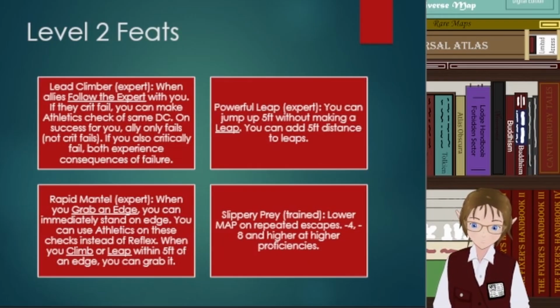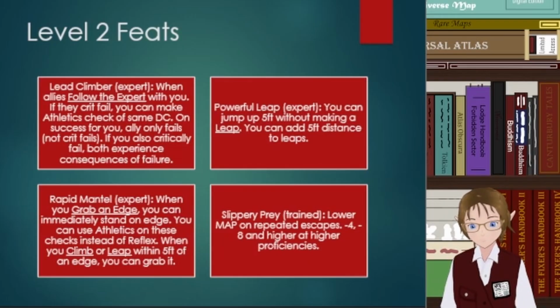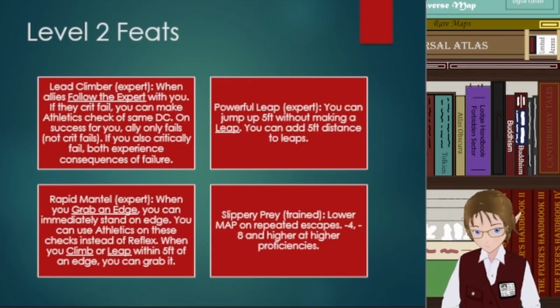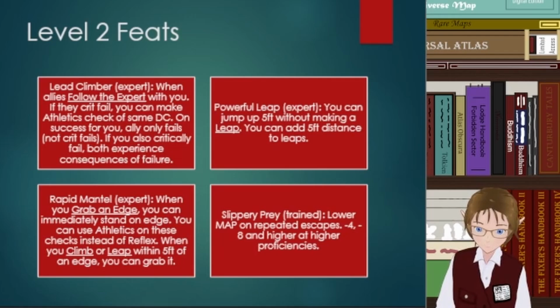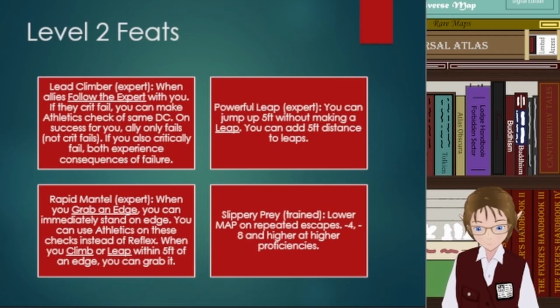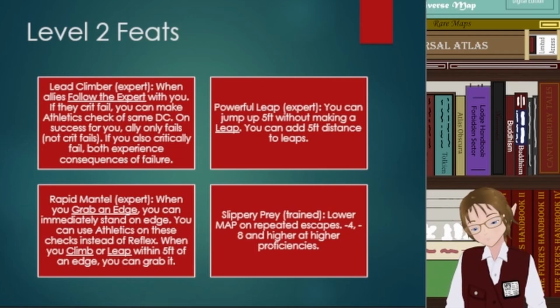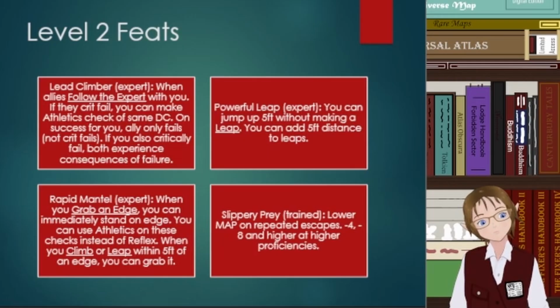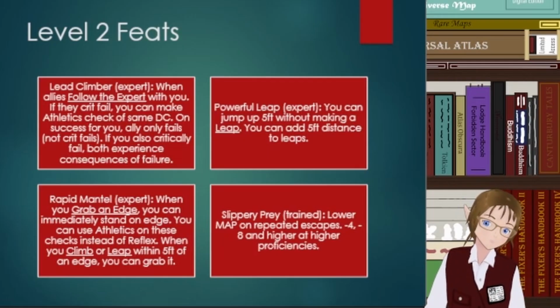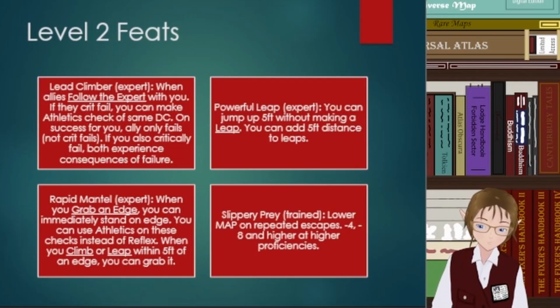The second option is Powerful Leap. This lets you jump up 5 feet without having to use the high jump action. Additionally, you add 5 additional distance to your leaps. So this basically just makes it so you don't have to use leaps in the majority of situations where it's relevant, and your leaps are far higher.